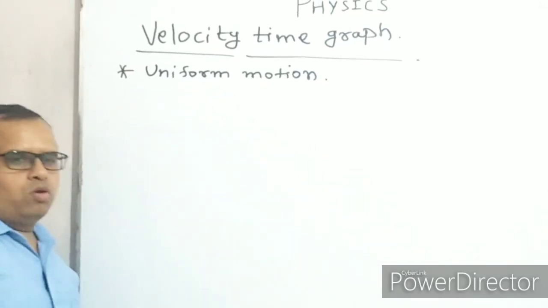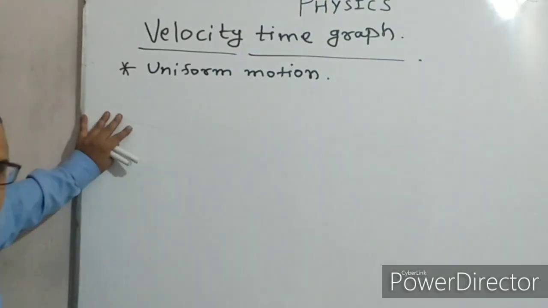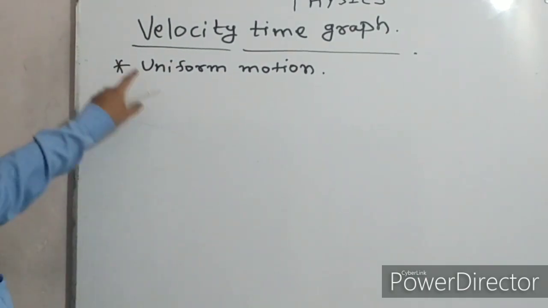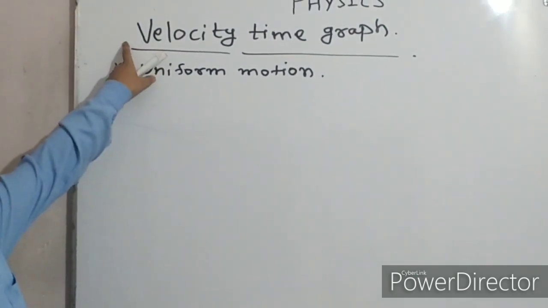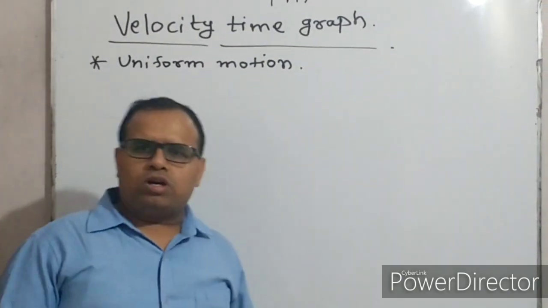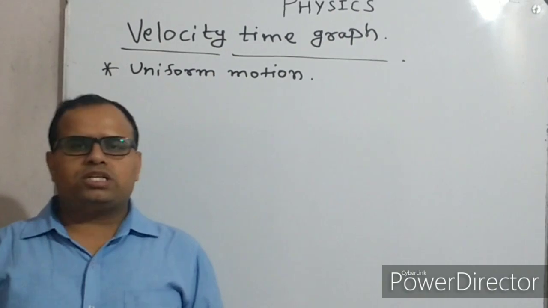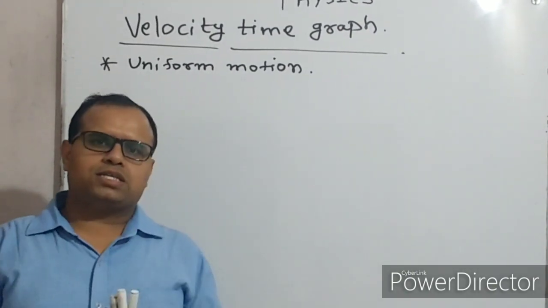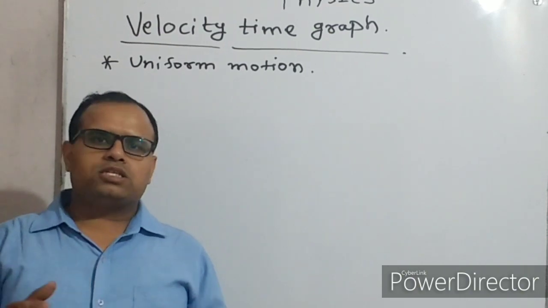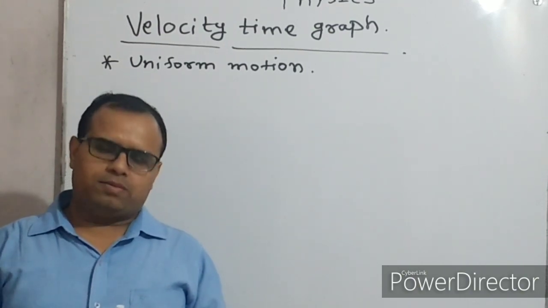Now we are going to discuss uniform motion. In this case, we are going to discuss uniform motion with the help of a velocity-time graph. A velocity-time graph is what you get if you take the velocity of an object on the y-axis and time on the x-axis and plot a graph. Such a graph is said to be a velocity-time graph.